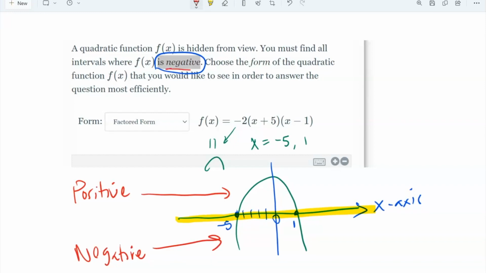Okay, so I'll start with the actual question, which is negative. All right, so when is it negative? It's negative anywhere to the left of negative 5. All right, so to the left of negative 5. When x is left of negative 5, it's negative. But it's also negative right here, which is to the right of positive 1. So it's negative here and here.